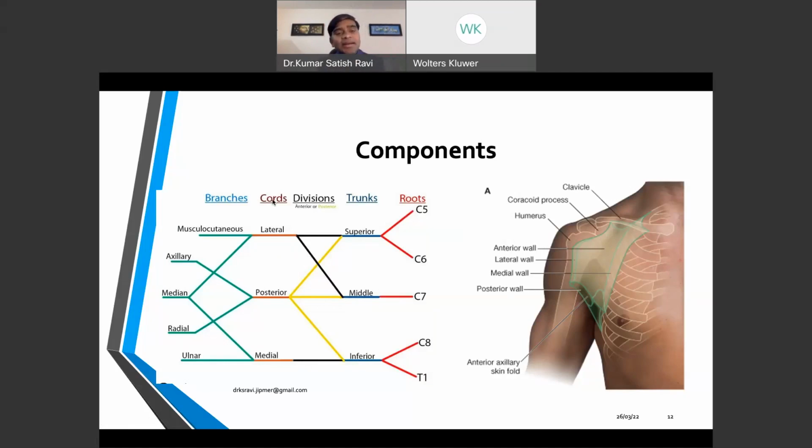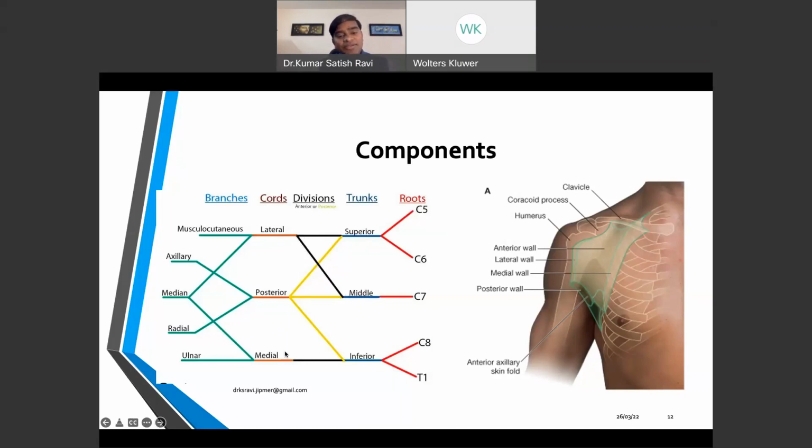Another component of the brachial plexus is the cords. The different divisions of the brachial plexus will form three cords: the lateral cord, the posterior cord, and the medial cord. The lateral cord is formed by the anterior division of the upper trunk and the anterior division of the middle trunk. So you can see over here, these two anterior divisions form the lateral cord of the brachial plexus.